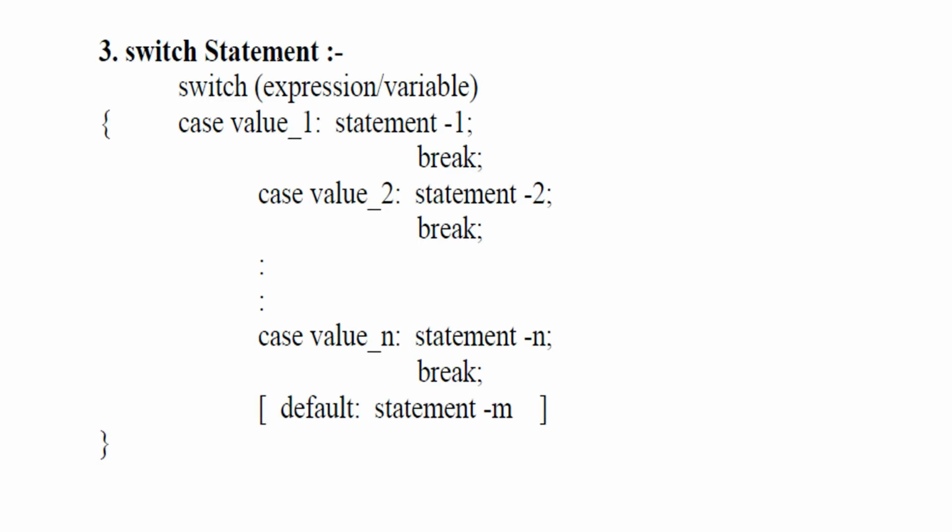Then we have a switch statement. We can say this is a more elegant and faster way to implement your if else or else if ladder. How to do this? You say switch, then you have an expression or variable. This expression should give you only an integer or a character value. This switch will only work for integer or character values. It will not work for double or float.